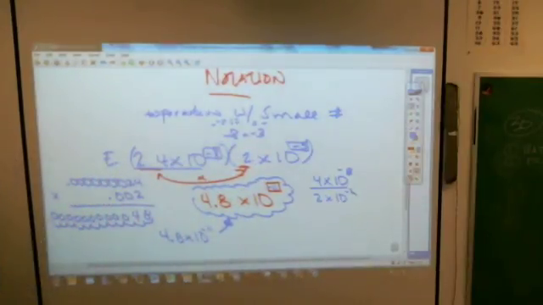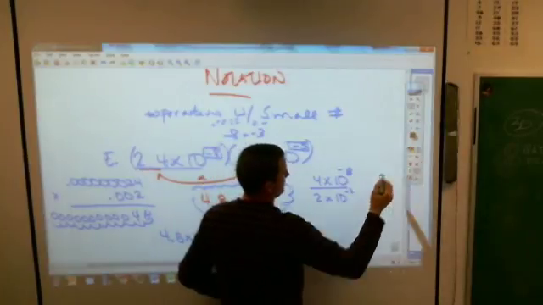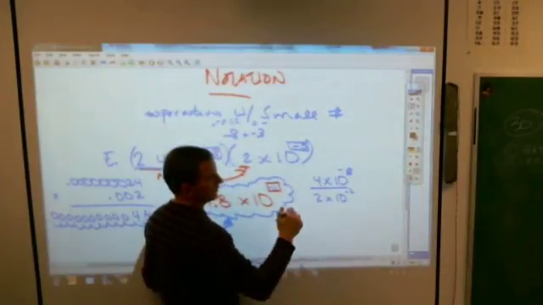How do we do division with those numbers? Abram? Subtract the negative 8 and negative 2. Well, not to that point yet. We'll deal with the numbers first. What do I do with these?